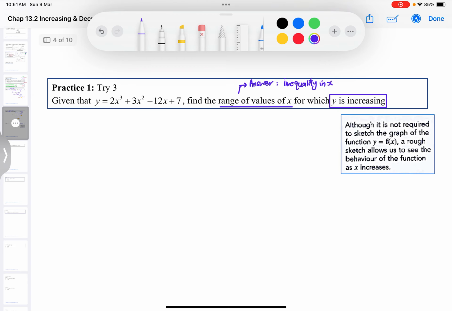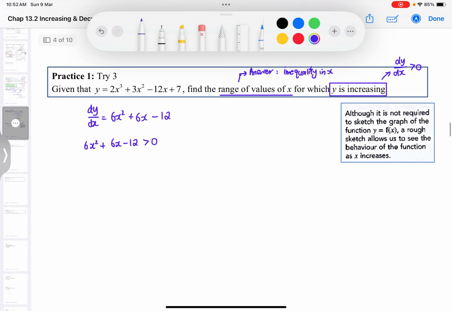So the concept here is when y is increasing, it means that dy/dx is greater than 0. Of course this means that I have to find out what my dy/dx is. So we'll differentiate our function. That gives us 6x squared plus 6x minus 12. After you differentiate your function, because when y is increasing, this function has to be greater than 0, we'll solve this inequality.